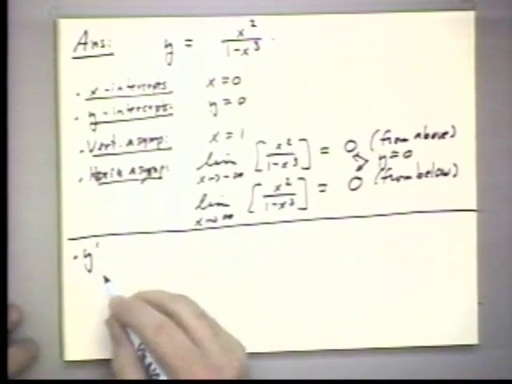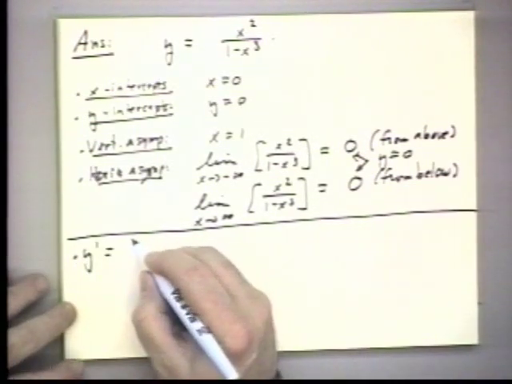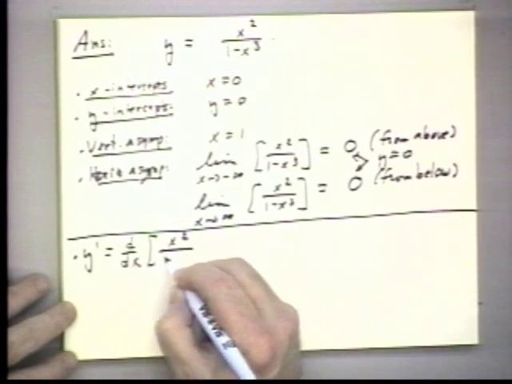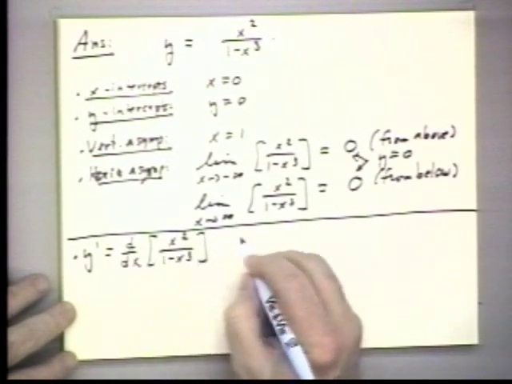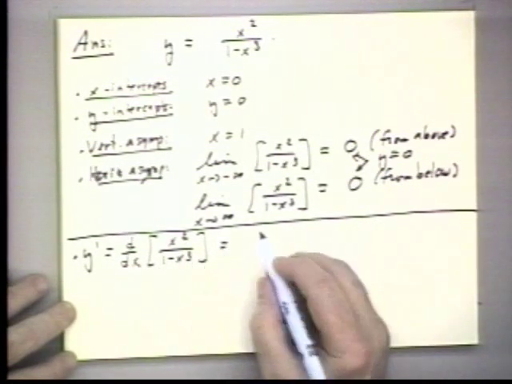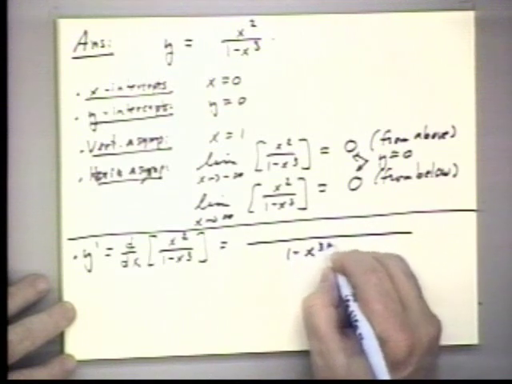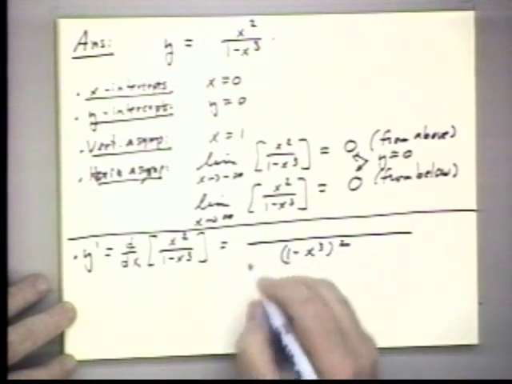Now let's go on to finding the derivative, the first derivative, that is. So this is the first derivative of x squared over 1 minus x cubed. Well, that requires the quotient rule. So let's walk that through once again. 1 minus x cubed has to be squared on the bottom.